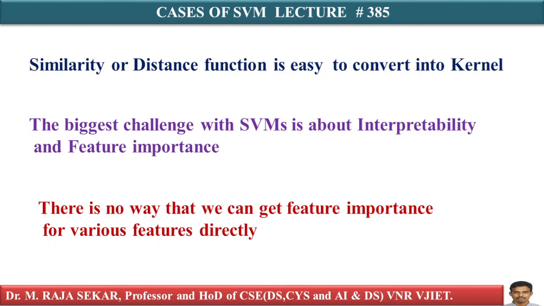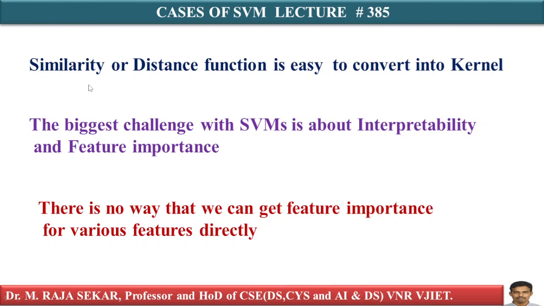For linear SVMs, it is very straightforward because linear SVM is about a hyperplane. It's very simple, but for kernel SVM, it is still very hard. Which one is very hard? Your interpretation and feature importance is hard.